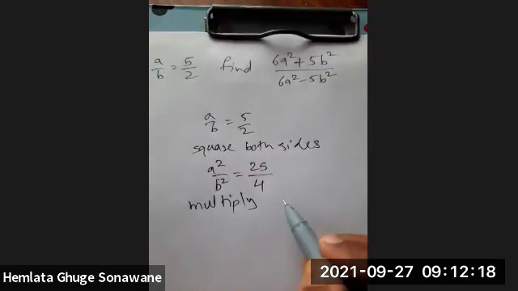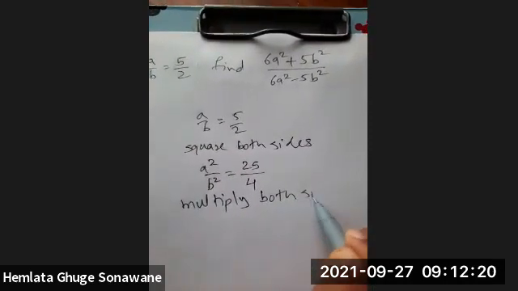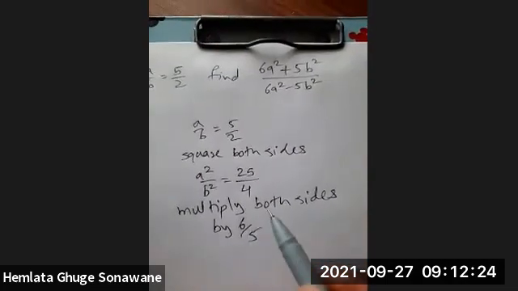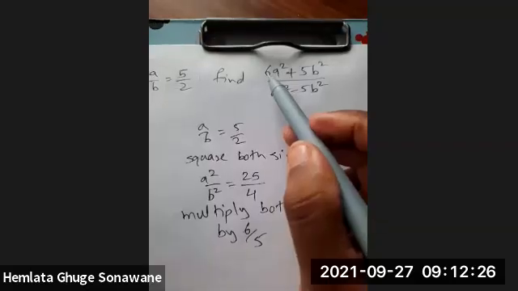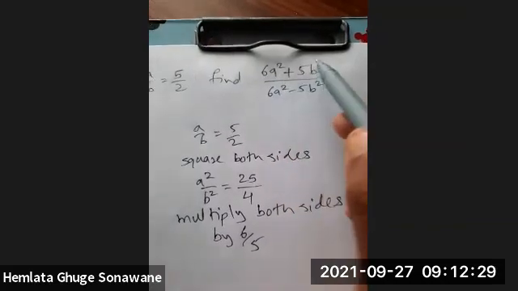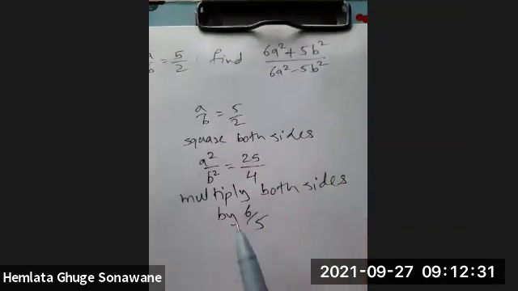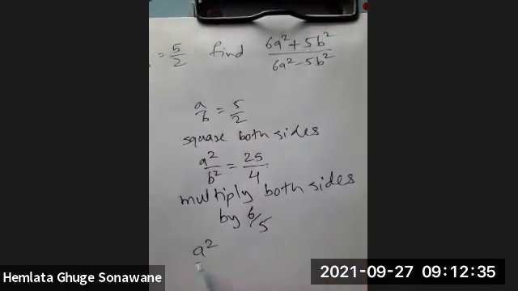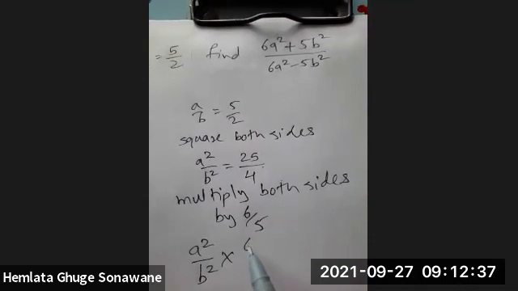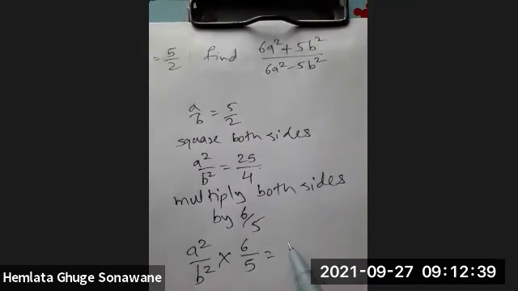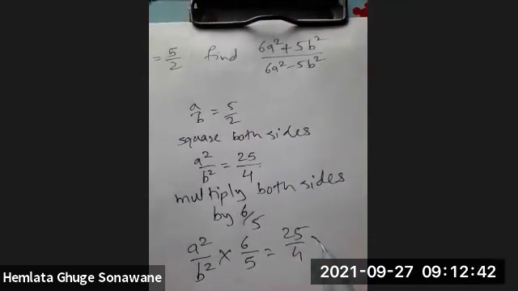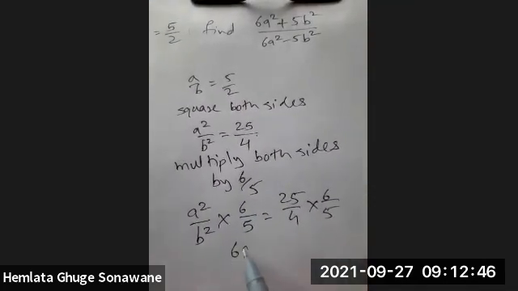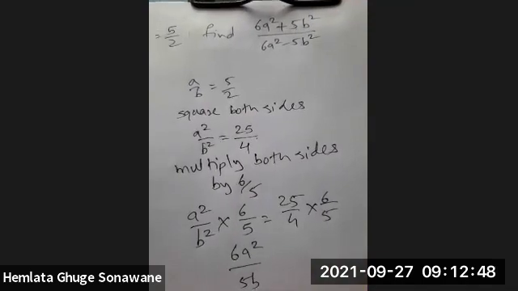Why 6 upon 5 only? Because teacher, 6 and 5 are given there as numbers. Yes, very good. 6 is in multiplication with A and 5 with B. So here we'll multiply both the sides by 6 upon 5. A square upon B square into 6 upon 5 is equal to 25 upon 4 into 6 upon 5. Next step will be 6a square upon 5b square.